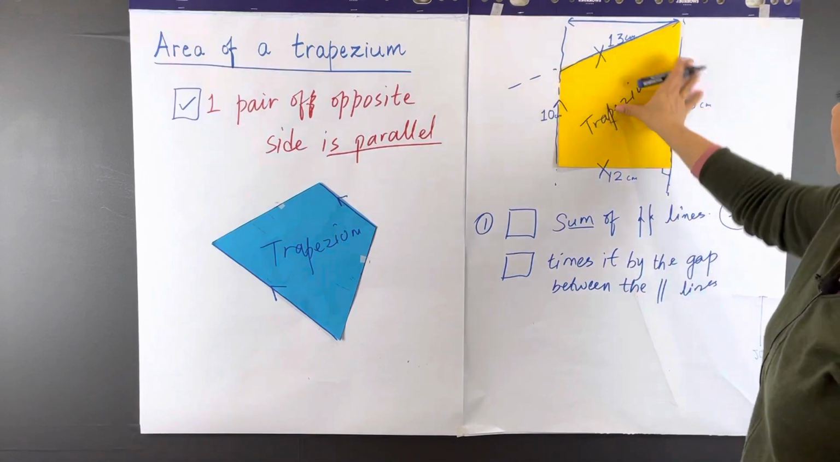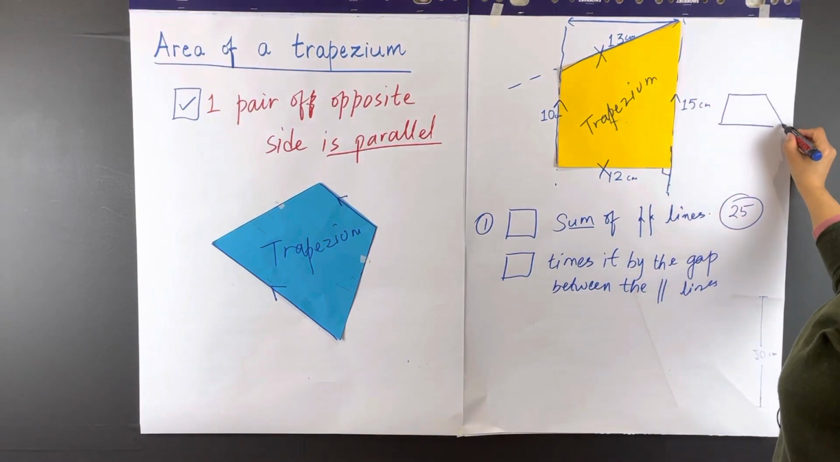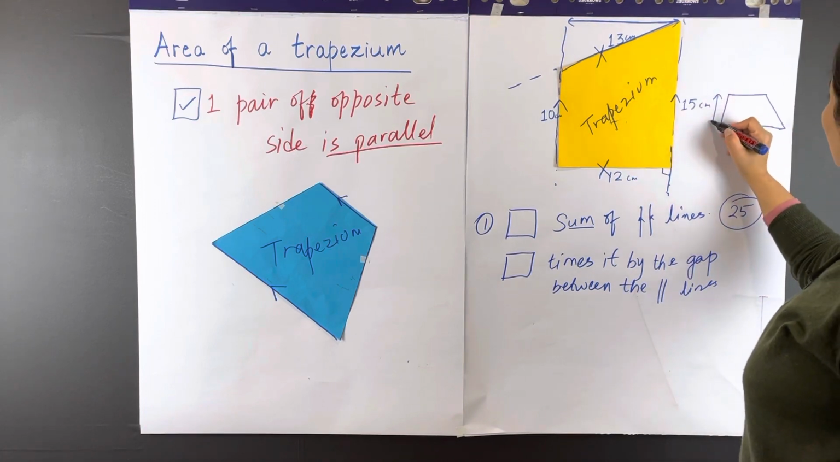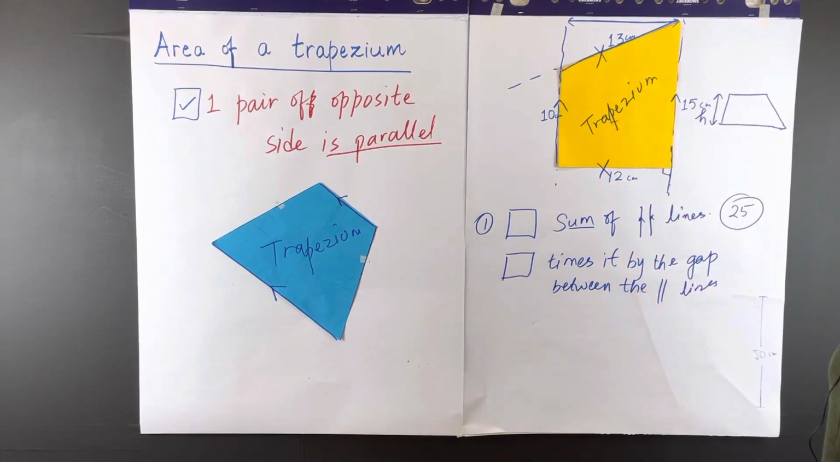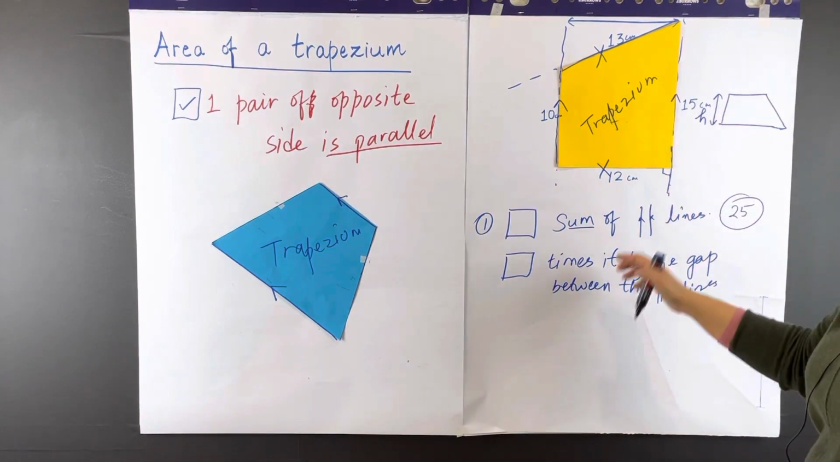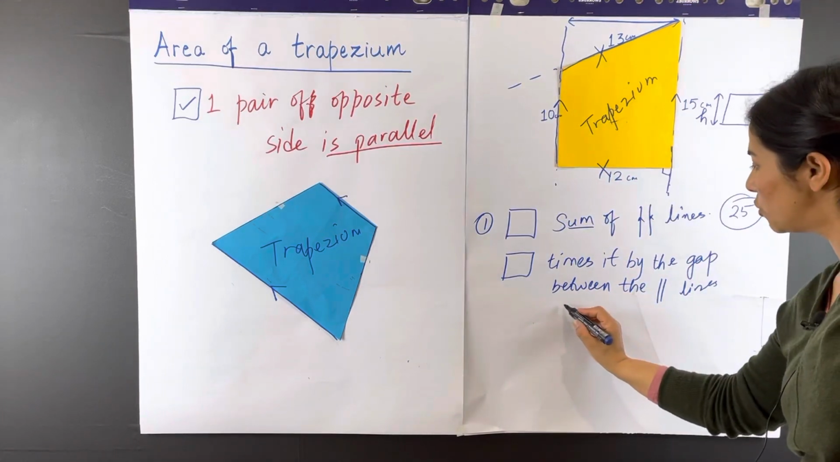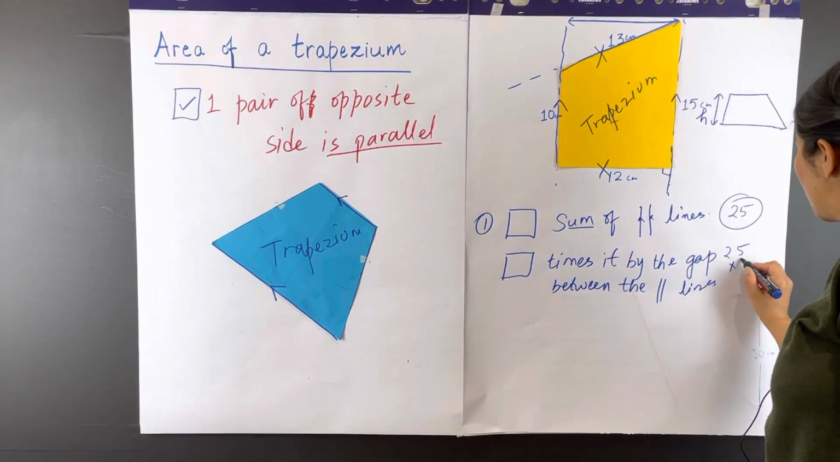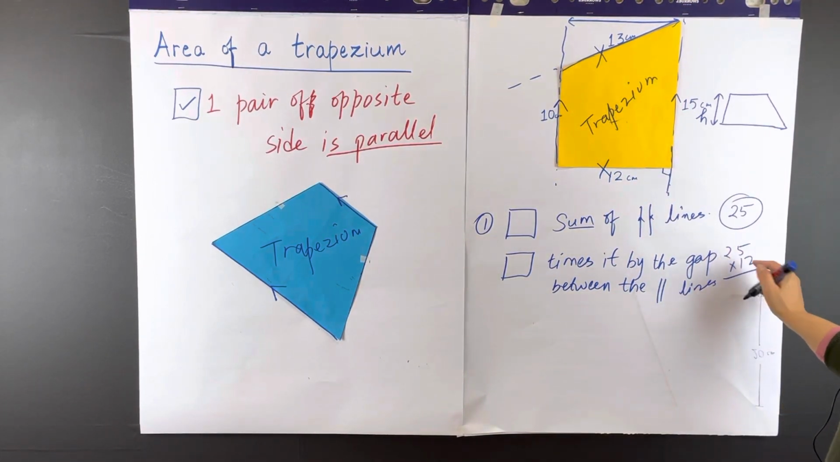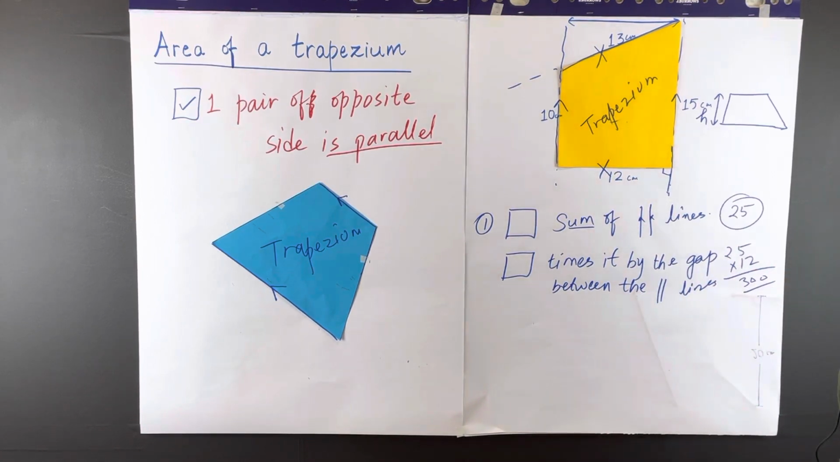Sometimes if you twist this shape, it may look like this. And sometimes this gap between the two parallel lines is also called the height. All right, so it doesn't matter whether you call it a height or the gap between two lines, same thing, but you have to times the sum with the gap, which is 12. So the sum was 25 and I'm going to times it by 12, and this is going to give me 250 plus 50, which is 300 centimeters square.